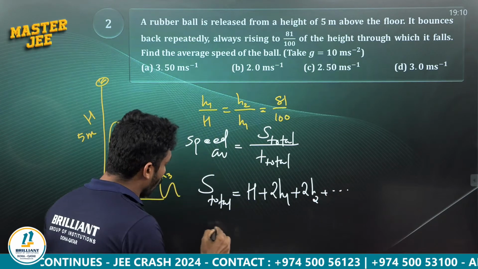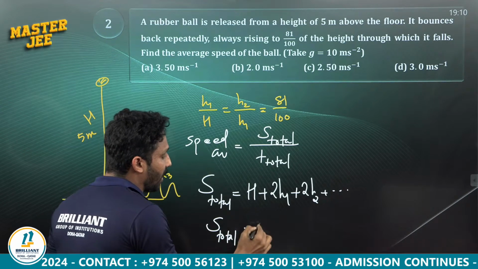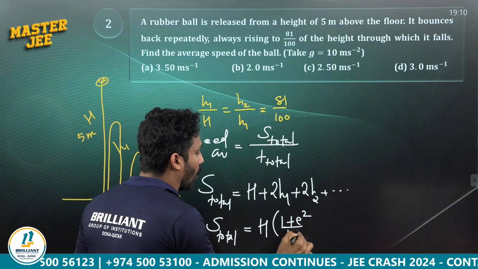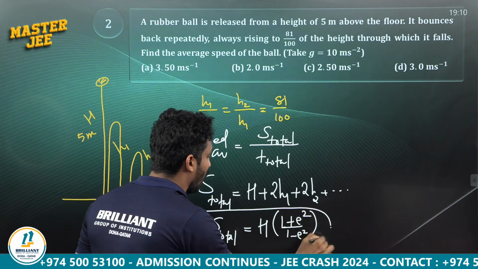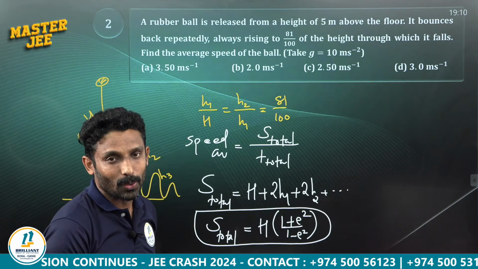This is very easily calculated by the formula: the initial height h into 1 plus e square divided by 1 minus e square. This is the total distance traveled by the ball before coming to rest.